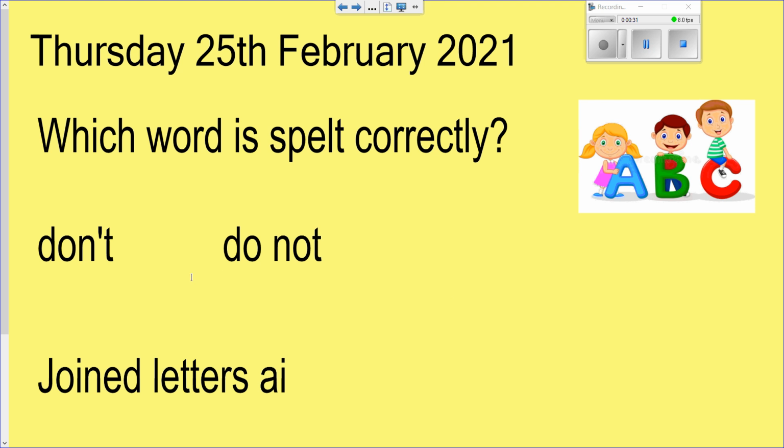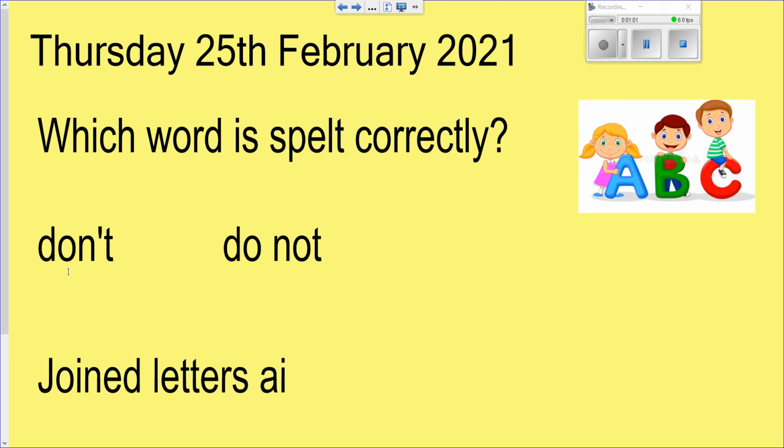Okay, so I wonder if any of you noticed that actually neither of these words are incorrect. We've got don't and we've got do not, and we have looked at these a little bit in school. Don't is the contraction of do not, so the apostrophe is replacing the O in there. So instead of do not, we can say don't. So we're going to concentrate on don't this morning.